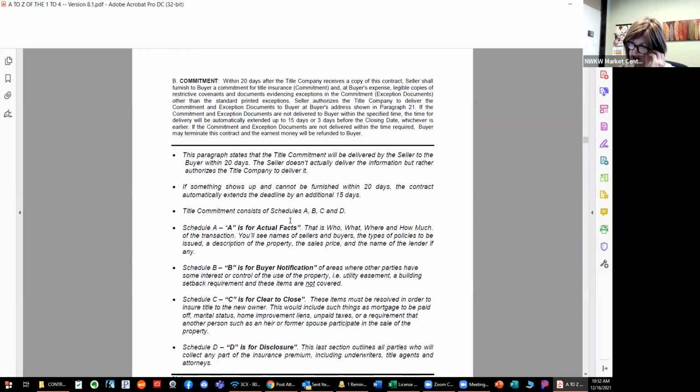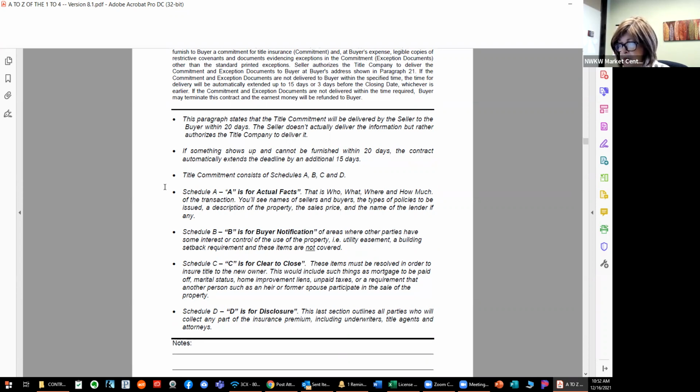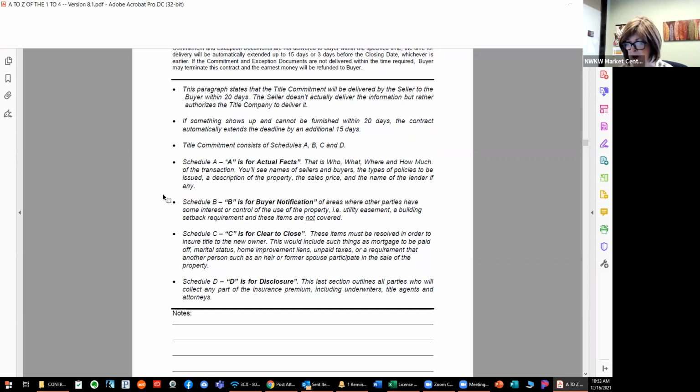Next, we have commitment, meaning title commitment. It says within 20 days after the title company receives a copy of this contract, seller shall furnish to buyer a commitment for title insurance. The paragraph says the title commitment will be delivered by the seller to the buyer within 20 days. The title company is going to send that, not the client, not the seller.